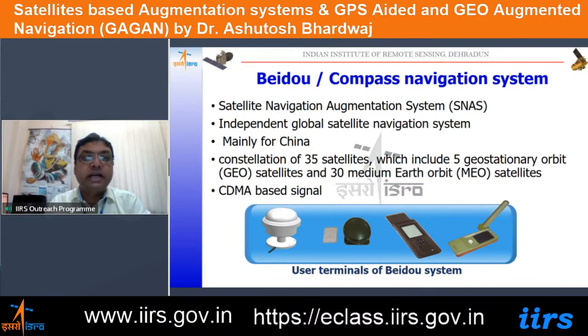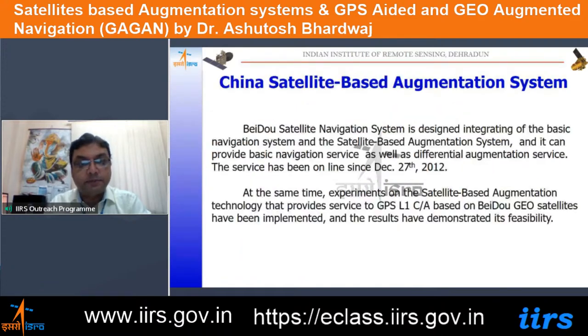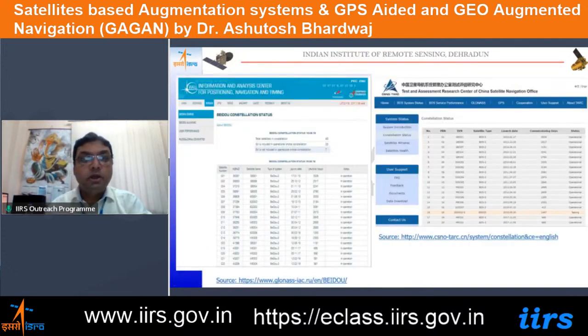So it is capable of providing differential solutions also using the SBAS system. This service has been available in the Chinese region since December 2012, and they are using the GPS L1 C/A based signal and the BeiDou geostationary satellites for this purpose. As I told you, the sources of the screenshots are also shown here. All the details about the satellites involved are being displayed all the time on the respective websites, and they also have some inter-website linkages.